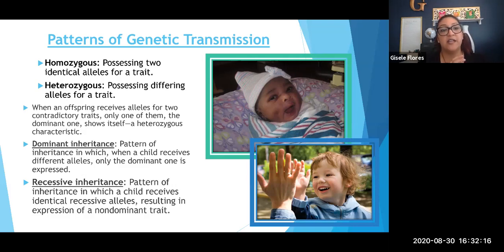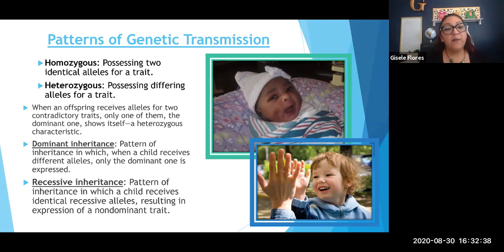Heterozygous transmission, on the other hand, is when you have two different alleles. Let's say one of the alleles is for being tall and one of the alleles is for being short. Depending on whether that's a dominant or recessive inheritance, it'll determine whether you're tall or you're short, okay?